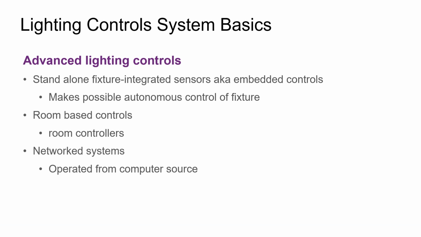Advanced lighting controls consist of one or a combination of fixture integrated sensors, which are also known as embedded sensors. These sensors are mounted or intrinsic to the fixture, room controllers for controls of a room, and networked systems, which are operated from a computer source.